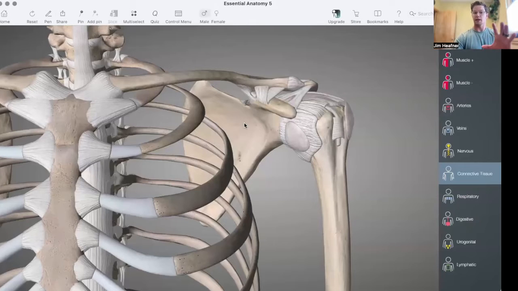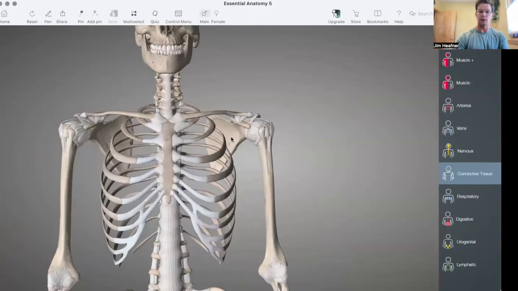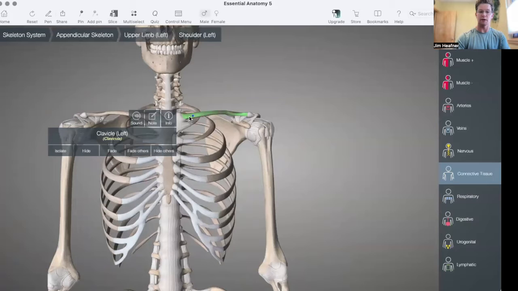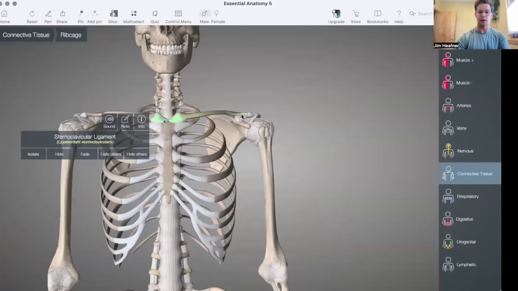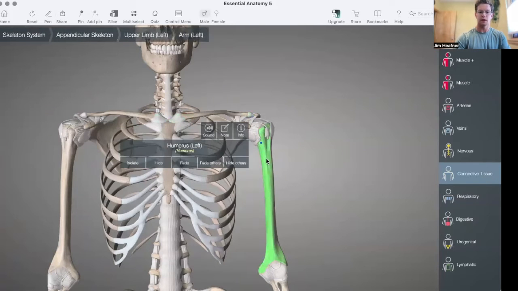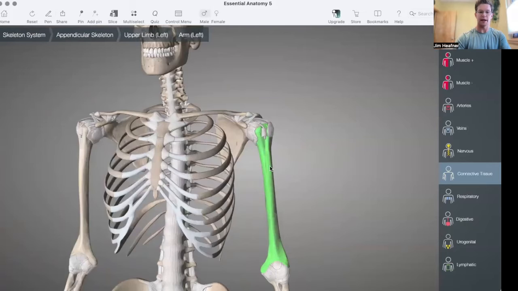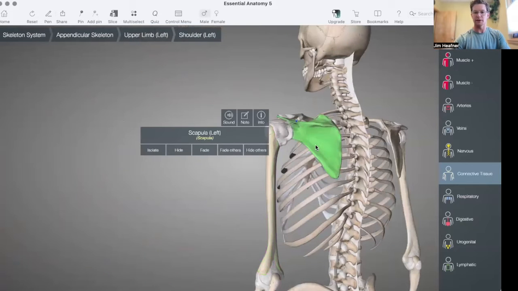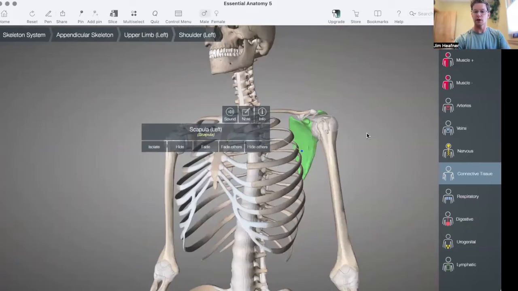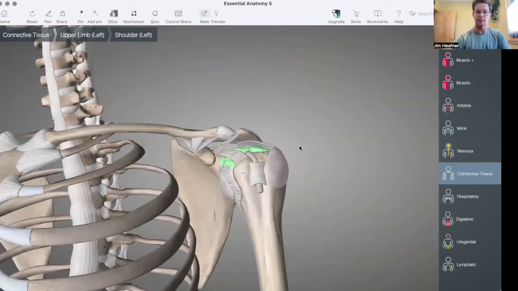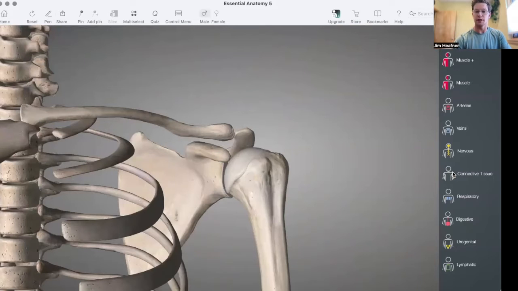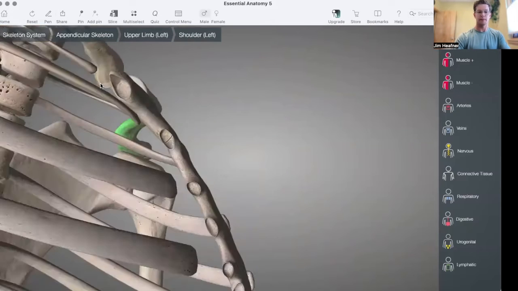Now, we're looking at the left shoulder here. So if I zoom out, you can see we have our clavicle, SC joint, AC joint, humerus, and then on the back side, we have the scapula. Now, currently on this diagram, the connective tissue is still on there. So I'm going to pull back the layers. Here's the clavicle.